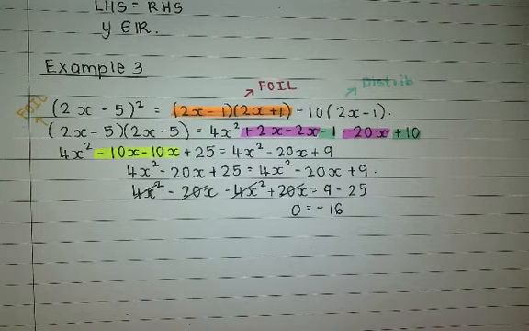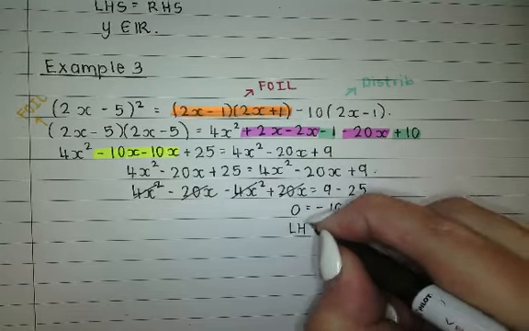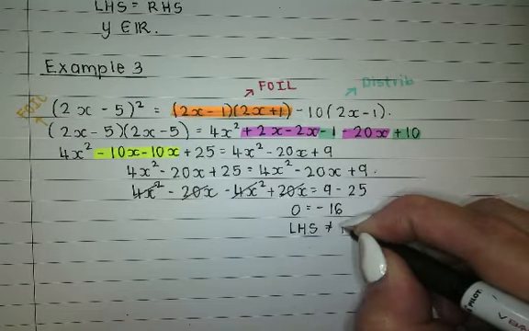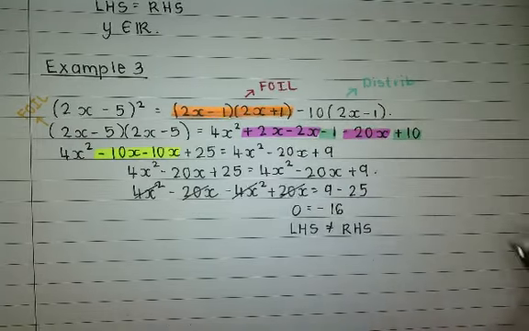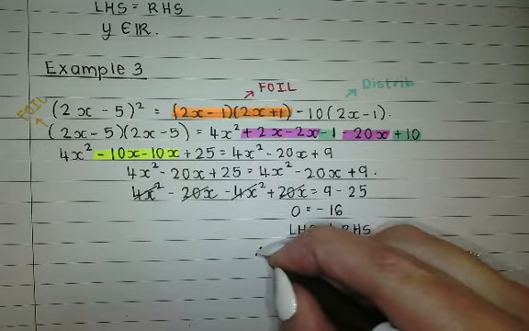But now do you see the difference between the previous one and this one? The previous one, the left hand side equaled the right hand side. That's why we could say that any real solution would work. But here, the left hand side does not equal the right hand side. See the difference? Therefore, this equation has no solution.